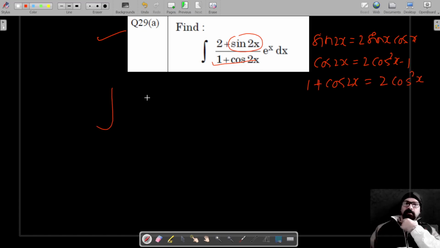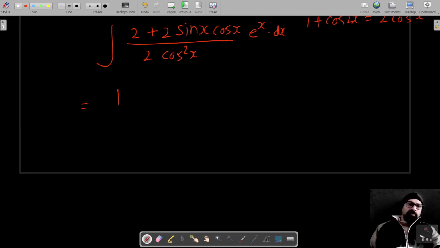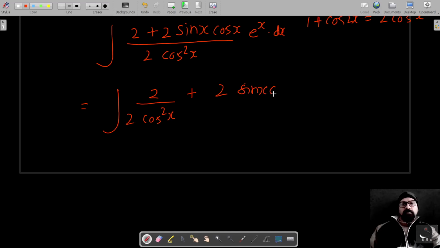So if we substitute this value, this is 2 plus 2 sine x into cos x upon 1 plus cos 2x, which is 2 cos square x, into e raised power x into dx. Okay, let's separate these terms with the denominator. So this is 2 cos square x plus 2 sine x into cos x upon 2 cos square x into e raised power x into dx. So this gets cancelled, this gets cancelled.